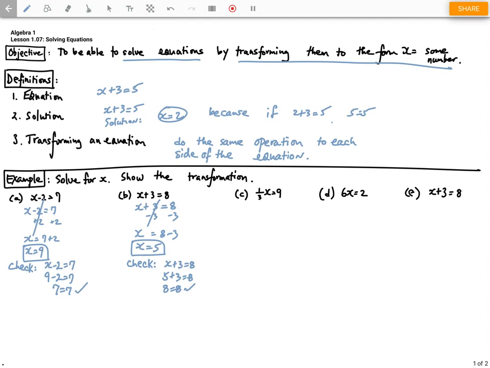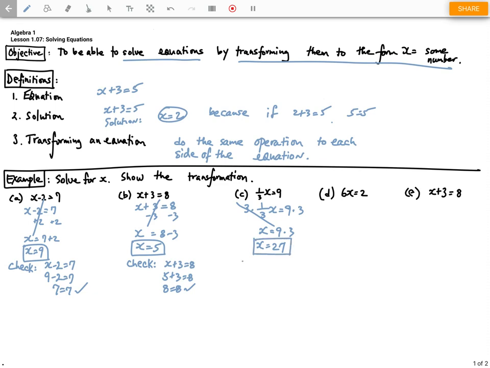Example C. 1/3 x equals 9. Let's transform the equation. In order to do that, the inverse of 1/3 is 3, and you multiply each side by 3. So that cancels out, and that becomes x equals 9 times 3. x equals 27.